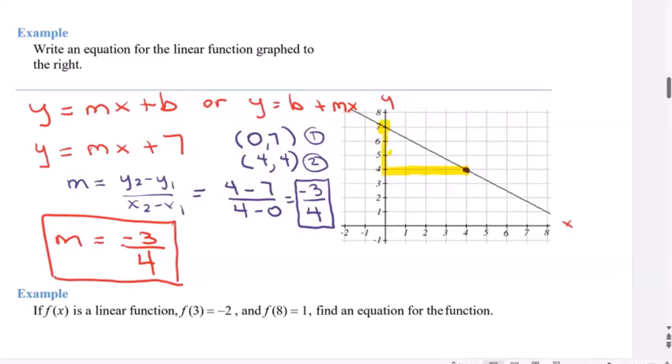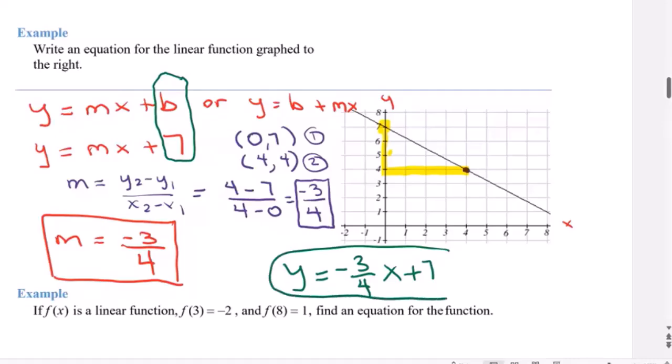Okay? So it says write an equation for the linear function, graph to the right. I know my m. I know my b. My b was 7. So I can say y is equal to -3/4 times x plus 7. And that is the equation of that line.